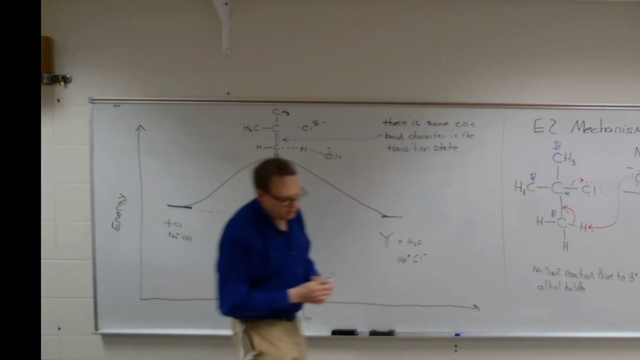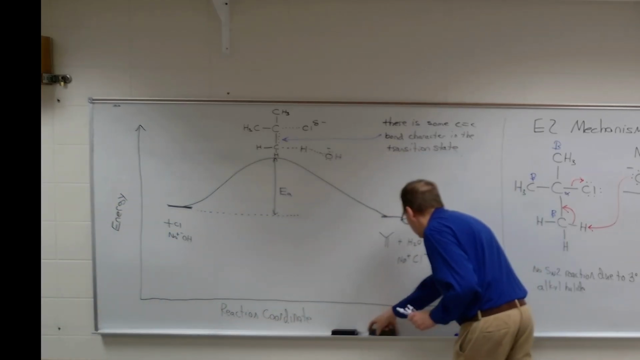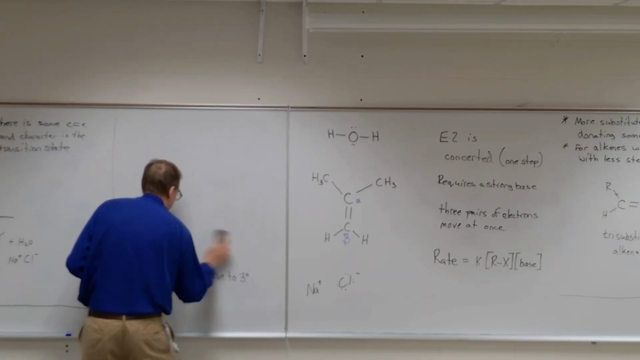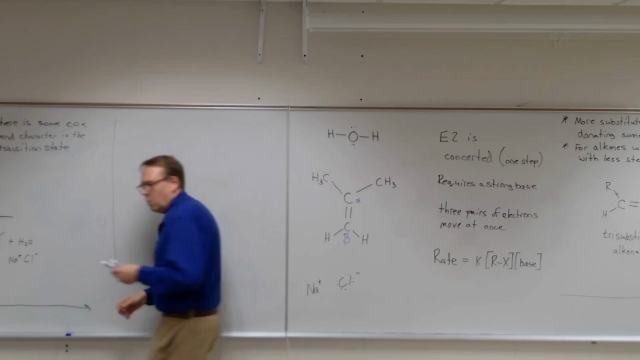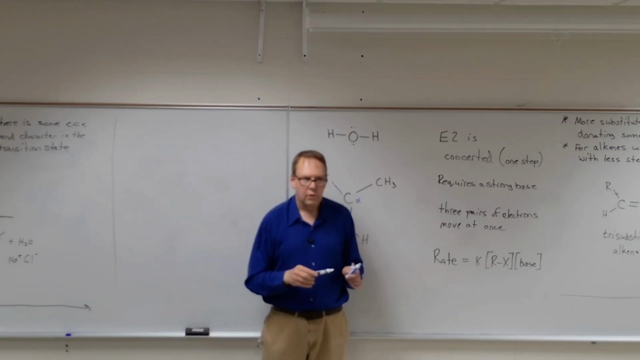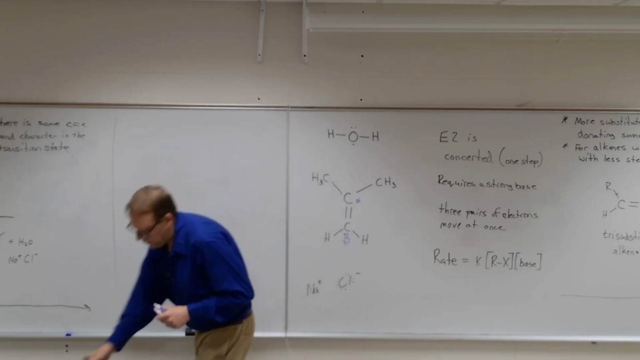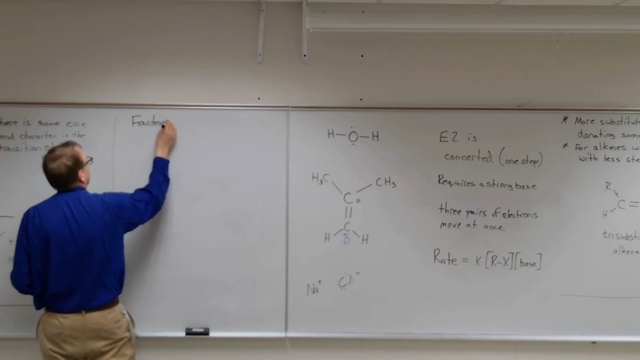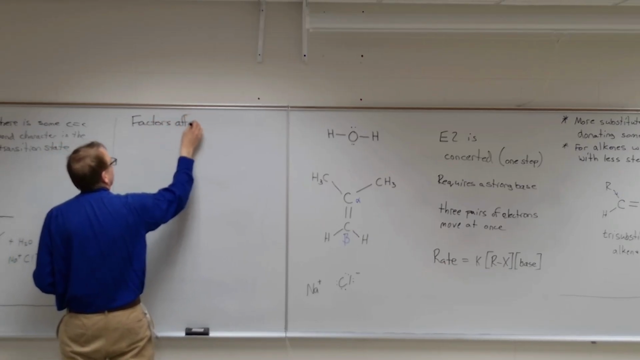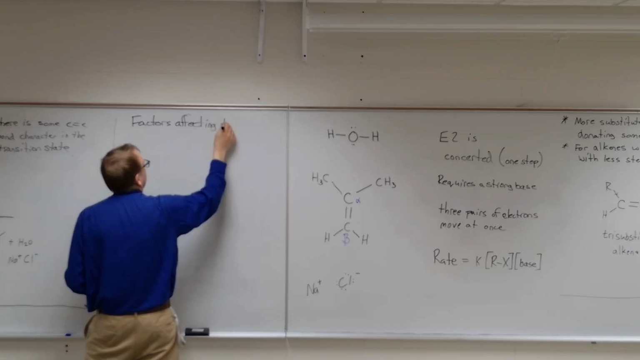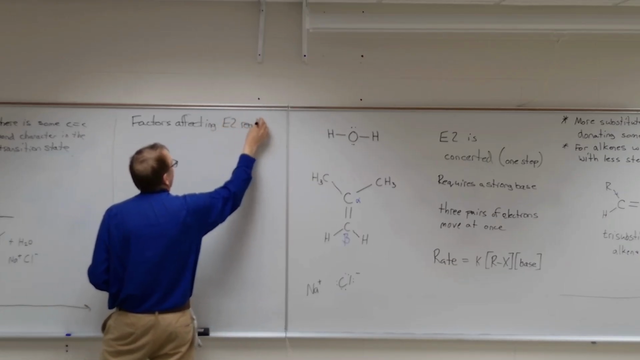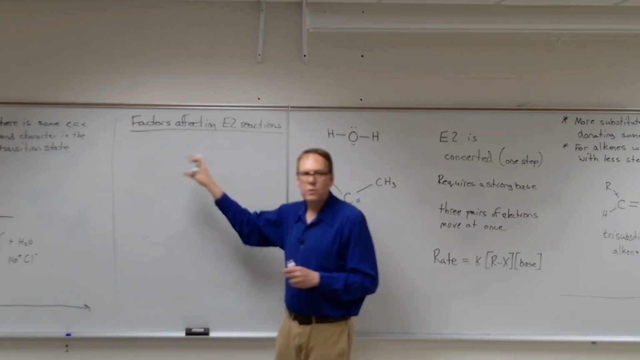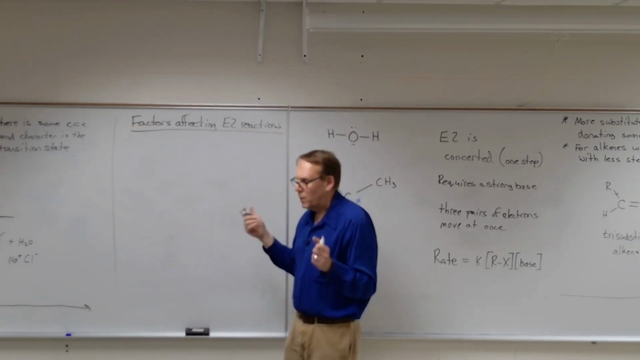All right, and then we're going to talk about some factors that affect E2 rates. Just like we did with SN2, we talked about what are all the kinds of things that will make an SN2 reaction go faster or slower, or what are things that matter. So this is going to be factors affecting E2 reactions. Think of this as kind of like a table of contents. I'm going to tell you what I'm going to talk about, and then I'm going to talk about it, and then we'll probably summarize too.